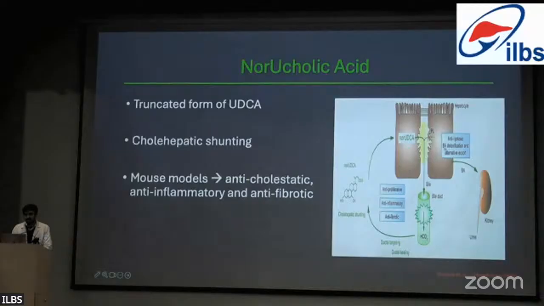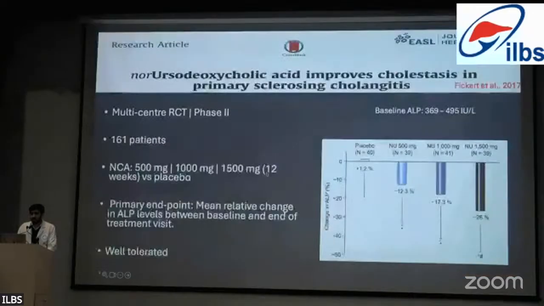Cholehepatic shunting is when bile that is secreted into the cholangiocytes is reabsorbed and via the peribiliary plexus again goes back to the hepatocyte. This subsequently undergoes glucuronidation and elimination. This cholehepatic shunting causes bicarbonate-rich choleresis. In mouse models, this has been shown to have anti-cholestatic, anti-inflammatory, and anti-fibrotic properties. Now, norUDCA, because of these properties, has been evaluated in PBC and MAFLD.